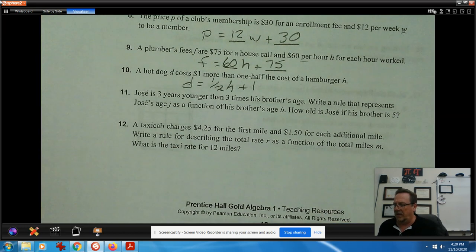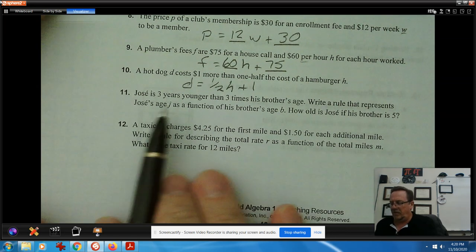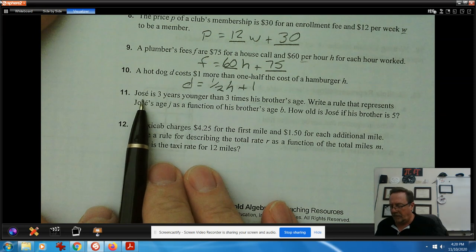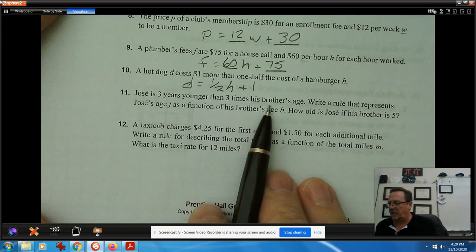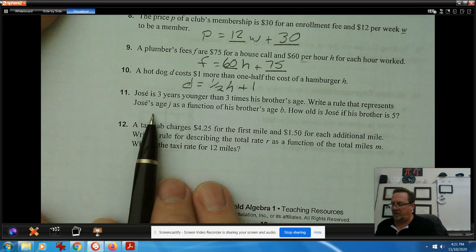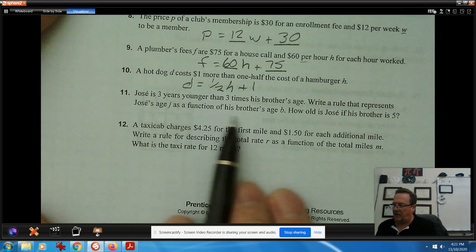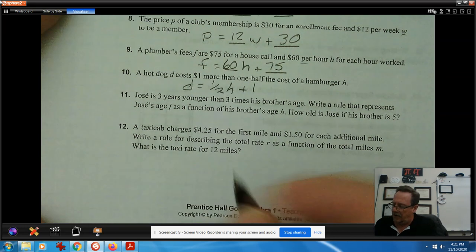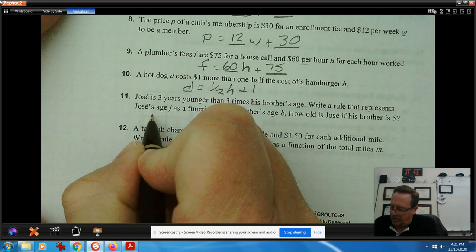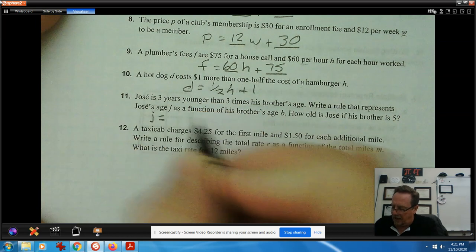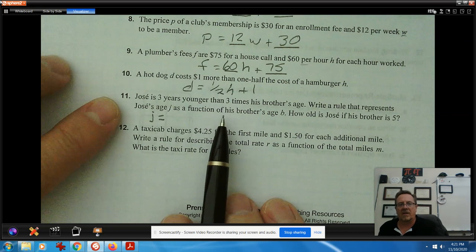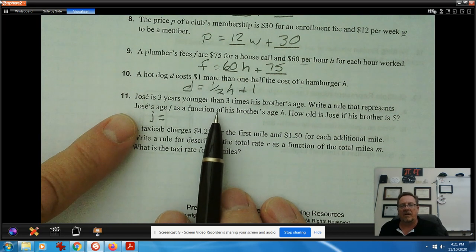Now these next two get a little bit more complex, but let's just read our way through these. Jose is 3 years younger than 3 times his brother's age. Write a rule that represents Jose's age, J, as a function of his brother's age, B. All right, well, we can do that. Jose, J, is, now I have to think about this because it's again using kind of the same language.